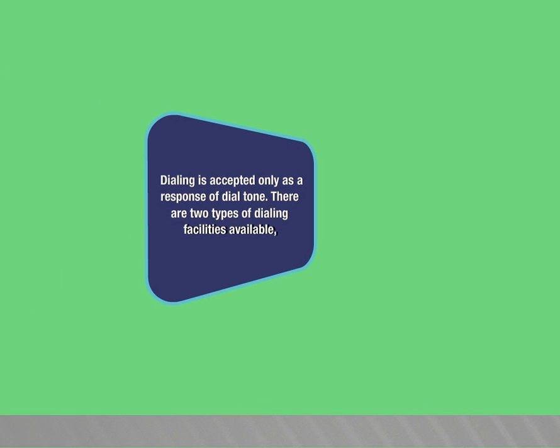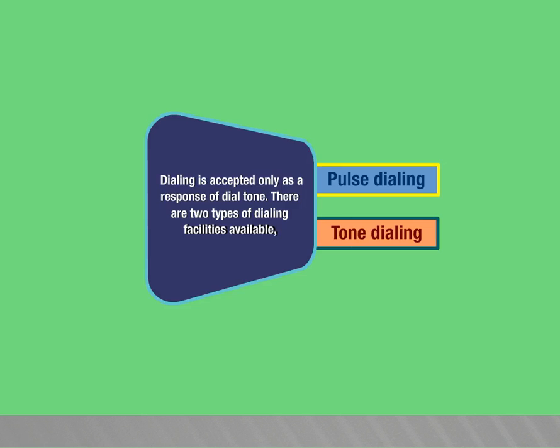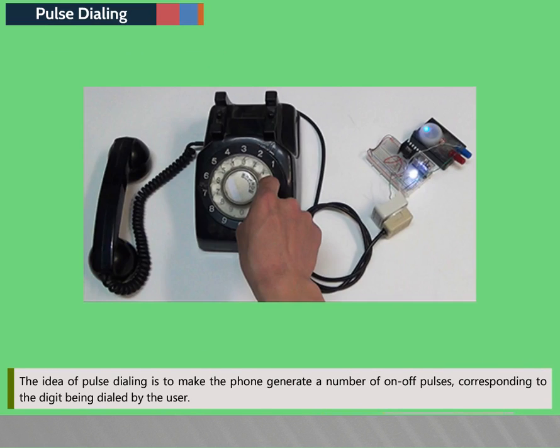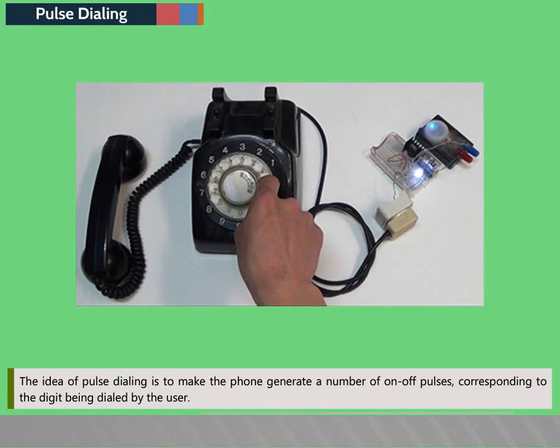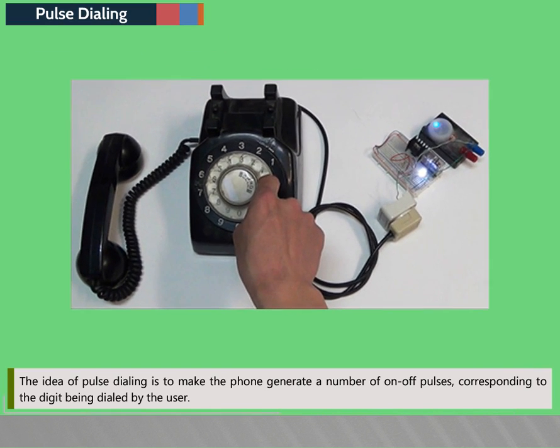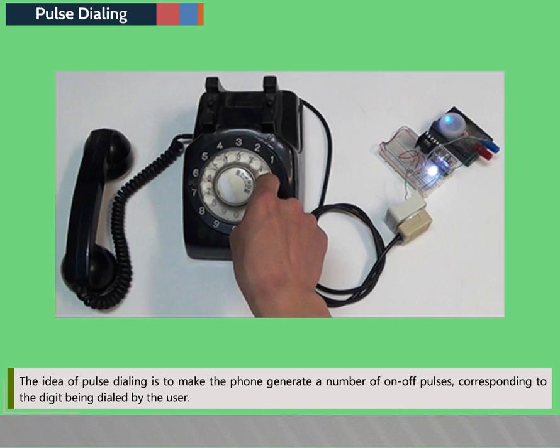Dialing is accepted only as a response of dial tone. There are two types of dialing facilities available: pulse dialing and tone dialing. Pulse dialing. The idea of pulse dialing is to make the phone generate a number of on-off pulses corresponding to the digit being dialed by the user.